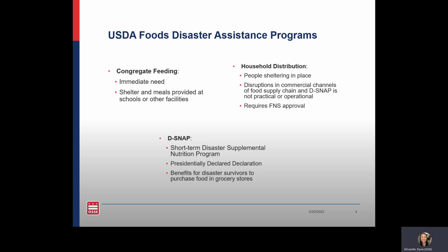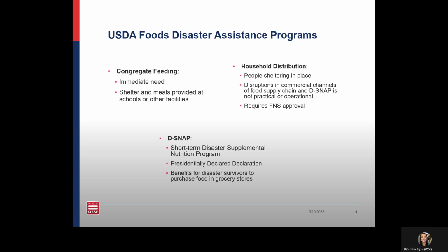In situations when people are sheltering in place or commercial channels of the food supply chain are disrupted, making DSNAP benefits impractical, USDA foods may be given directly to households with approval from the Food and Nutrition Service. In situations in which the President declares a disaster, Short-Term Disaster Supplemental Nutrition Program, DSNAP, benefits may be provided to disaster survivors to be used to purchase foods in grocery stores.